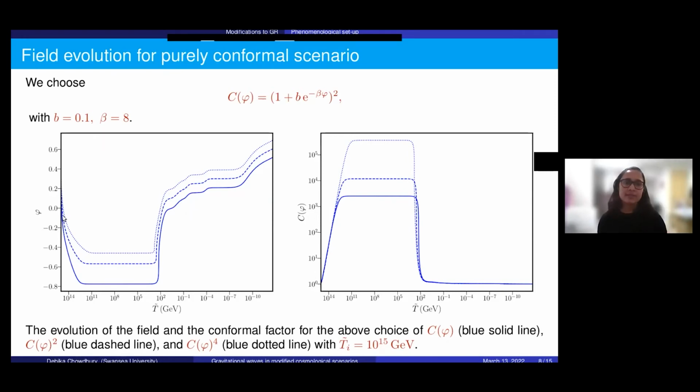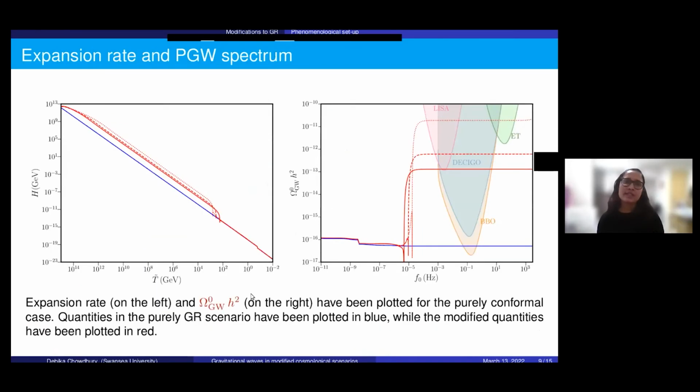As expected, the value of phi falls, then goes to a constant. Then when this kick function starts working in the equation of motion, the value of phi starts changing, and it evolves as the equation of state parameter changes. Also, as expected, when we take higher and higher powers of the conformal factor, it gets amplified more and more, as you can see here. The Hubble parameter is directly proportional to this quantity, so we can expect that the Hubble parameter will also get amplified. That is what we see here: the expansion rate, which I have plotted on the left, is amplified the most in the dotted case, which corresponds to C phi to the power 4.